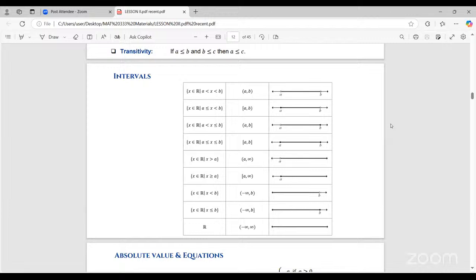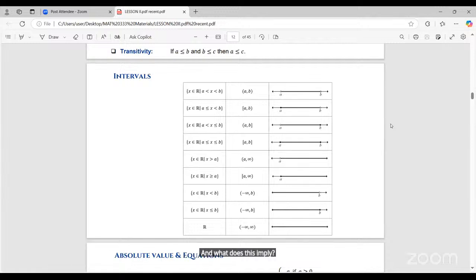Now, the first one we looked at said A is strictly less than X, and X is strictly less than B. That's what the first one says. When it is strictly less than, it means that it is open. It's open on A, and it's also open on B. And what does this imply?